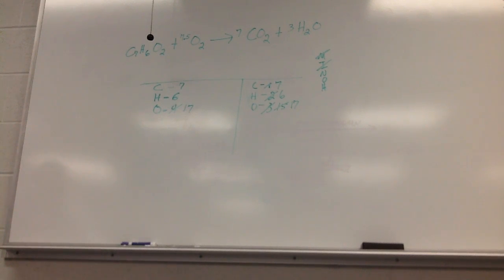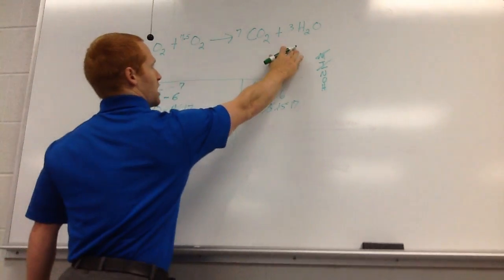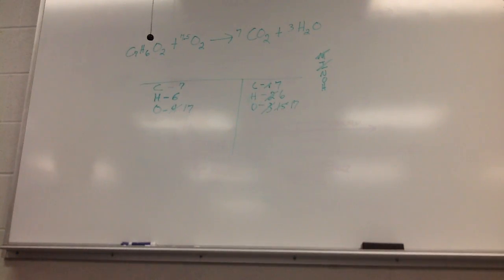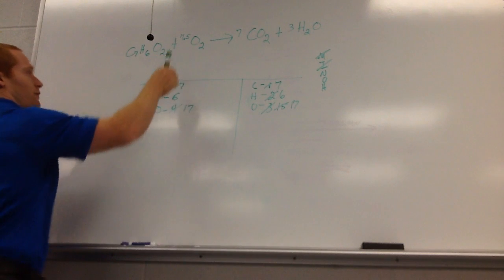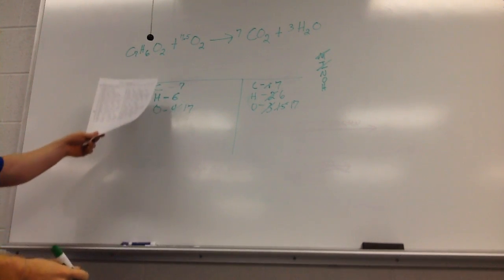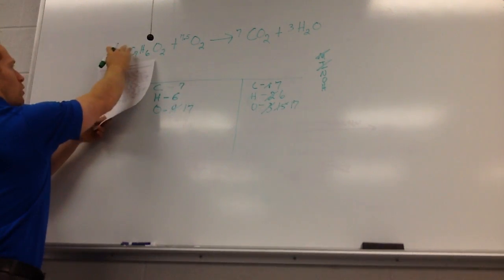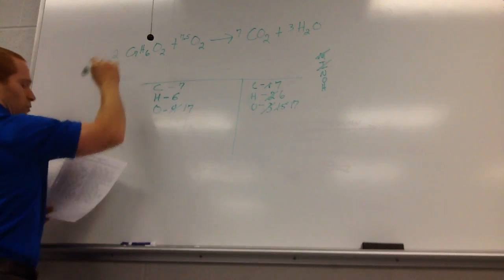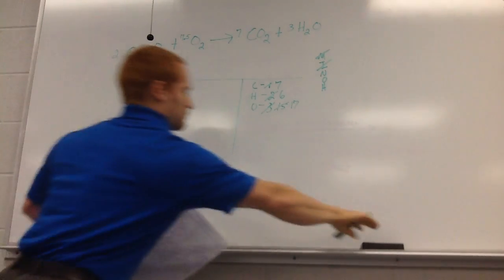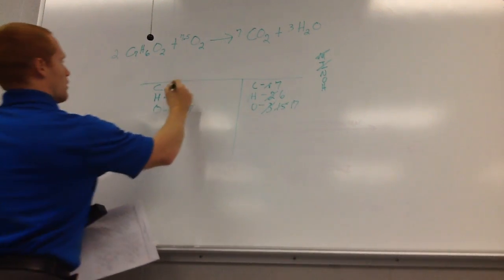But now what I'm going to do is I want to make all these coefficients be whole numbers. So I don't want this, see how this is a decimal or a fraction? So what I'm going to do is double every one of them. So in C7H6O2, the coefficient would be 1, so I'm going to turn it into a 2. And that is going to double our carbons.